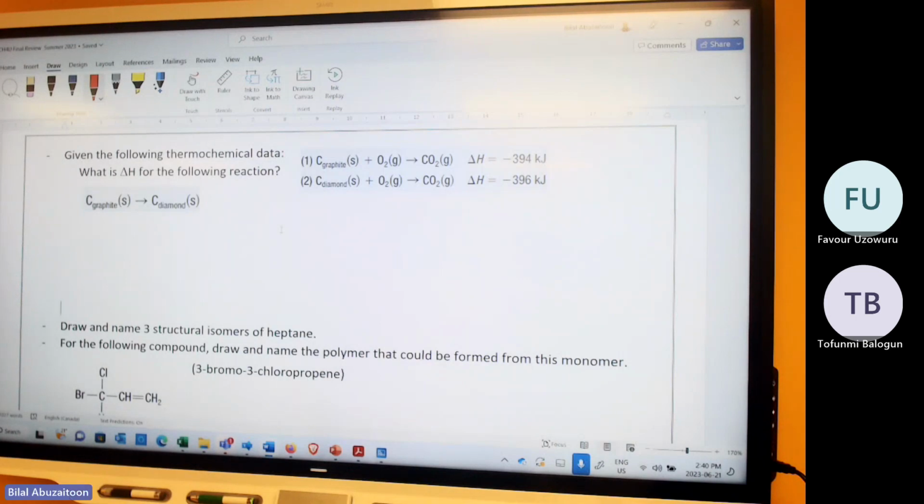What do you think? What should we do? Graphite produces diamond, so graphite is still in the reactants here. Diamond should be in the product, so we should flip. This one stays as is. The second one flipped becomes CO2 produces C diamond plus O2, and delta H becomes 396, okay. So O2, C graphite.